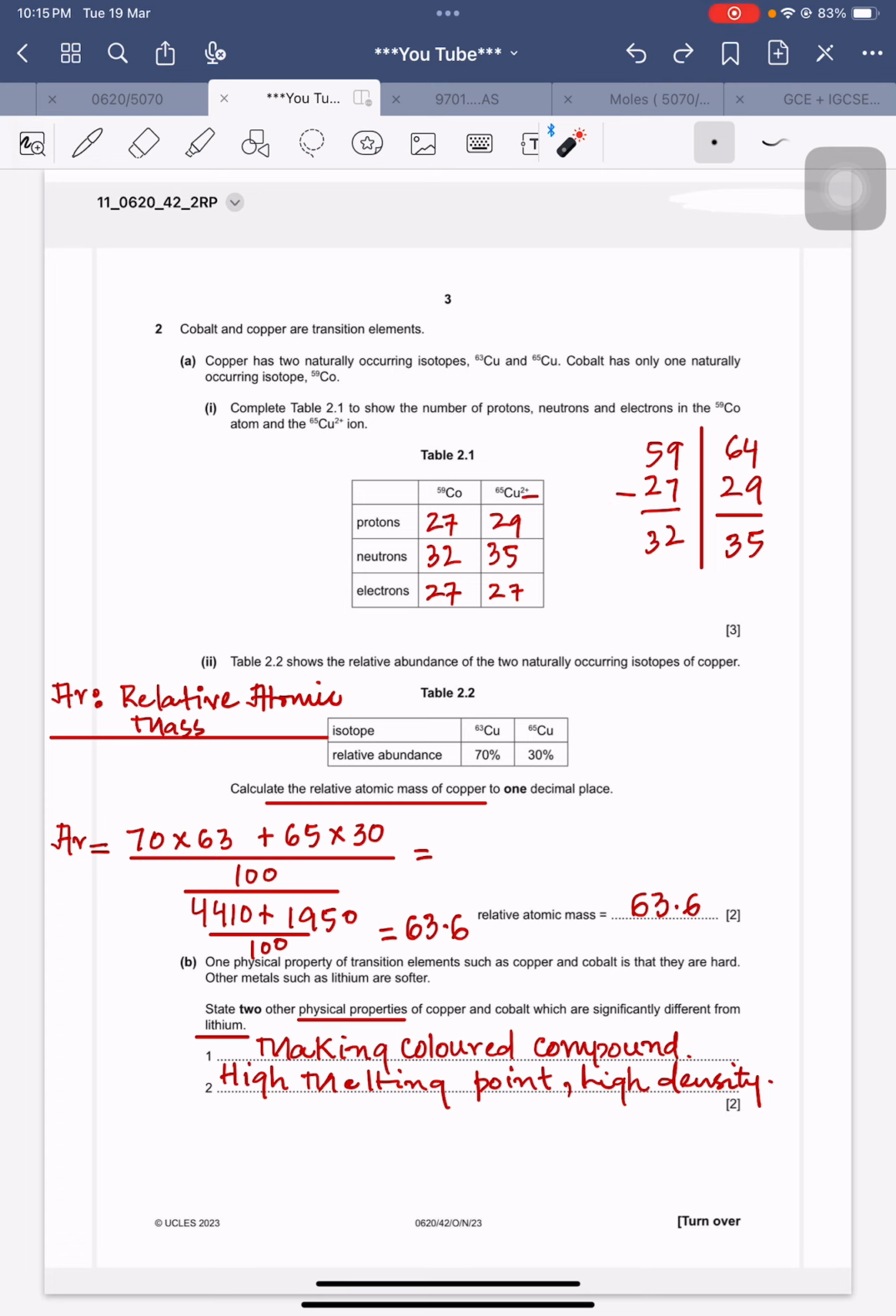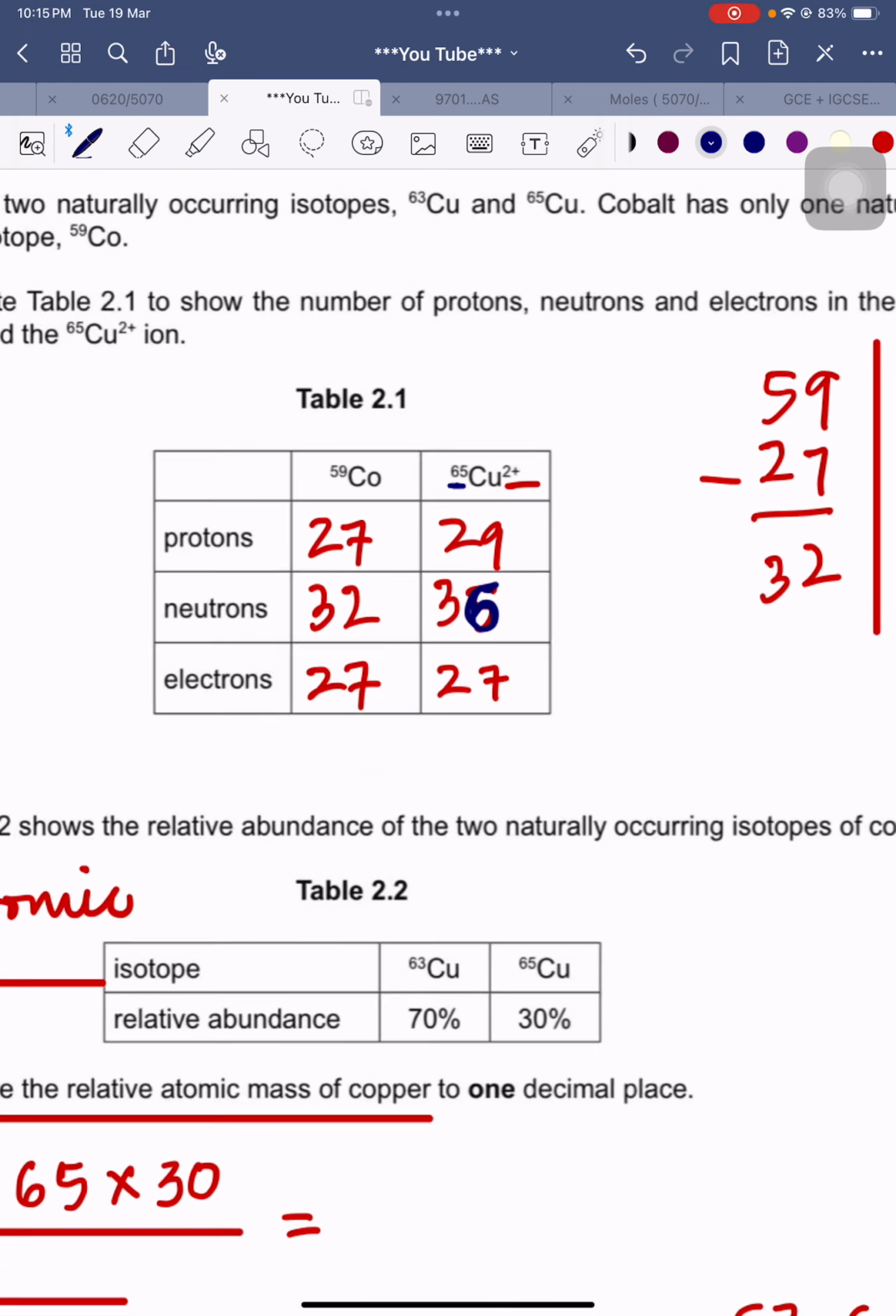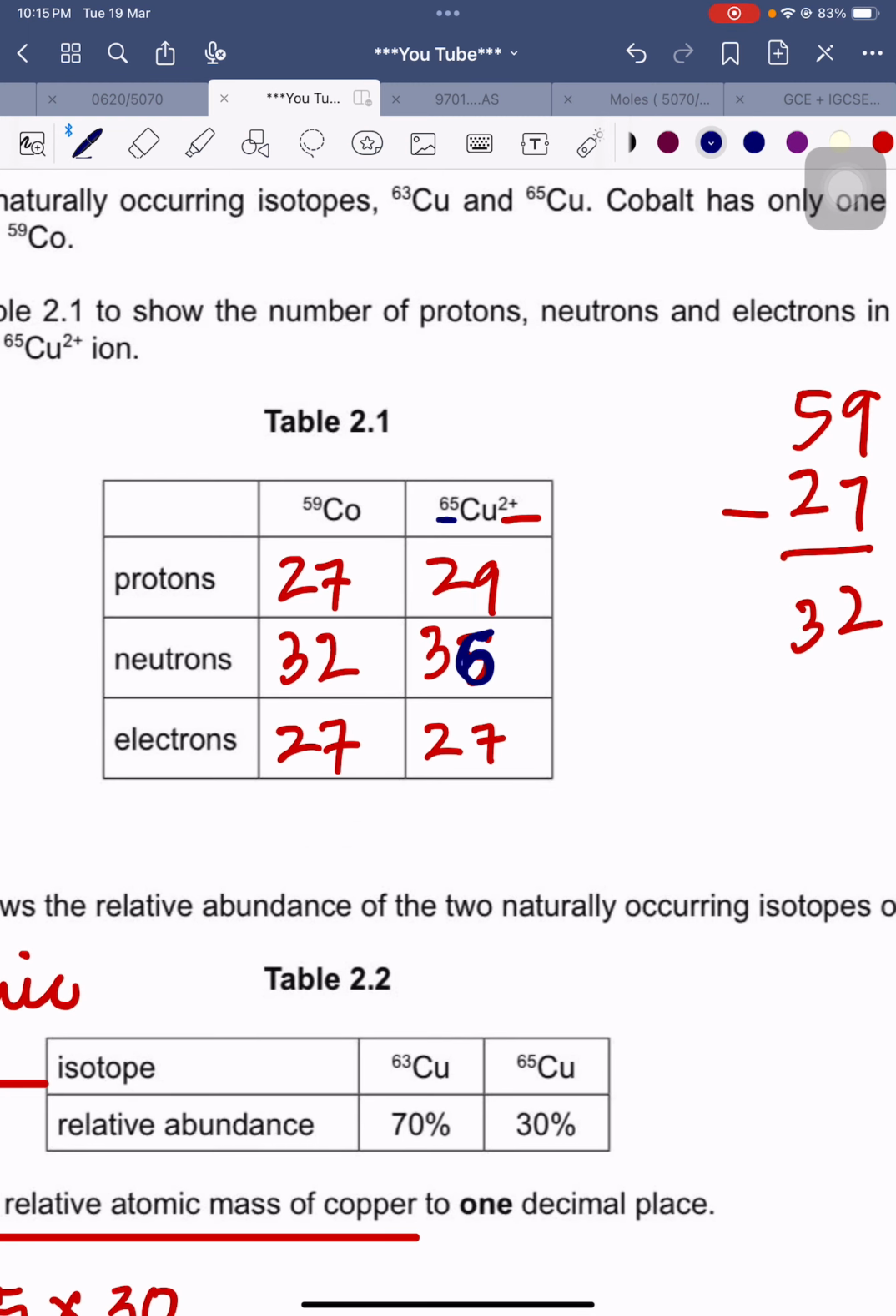There is a problem here. I should write 65 here, and then this will be changed as well. So it is 65. Why 65? Because this is 65, and 15 minus 9 is 6, and 5 minus 2 is 3, so it will become 36. Okay, so then they are asking about the electrons. So here in copper 2 electrons are fewer because it has a 2 plus charge, you can see, and in cobalt the same number of electrons because no electron is gained or lost.